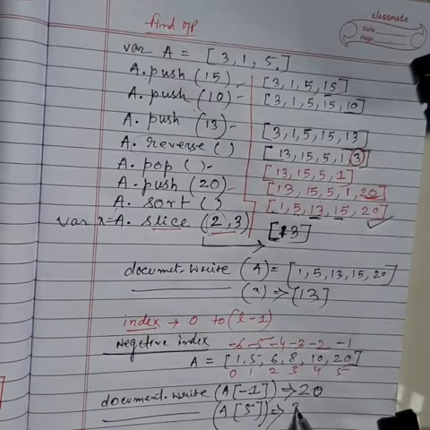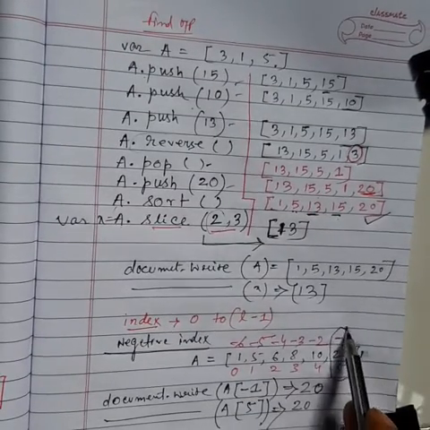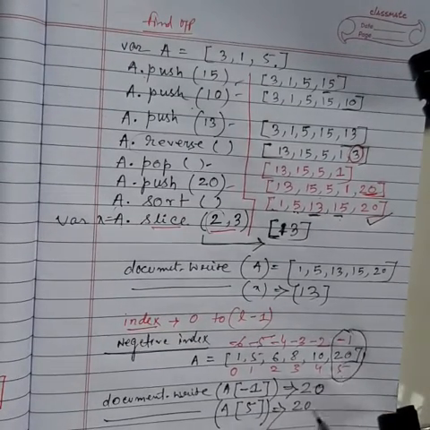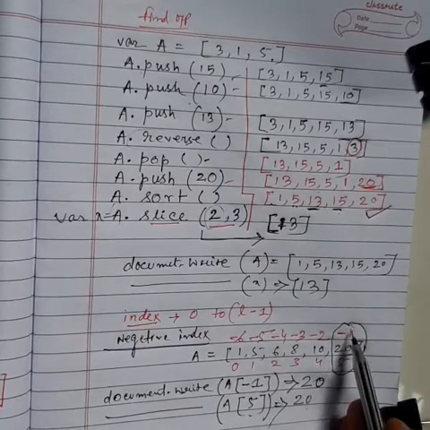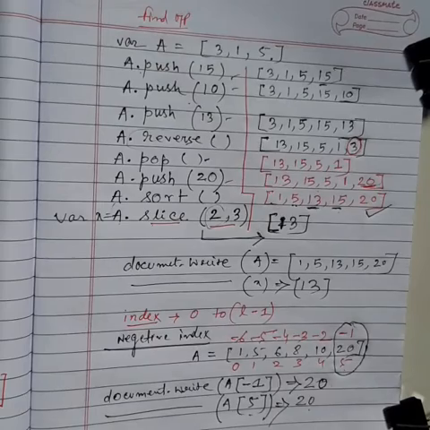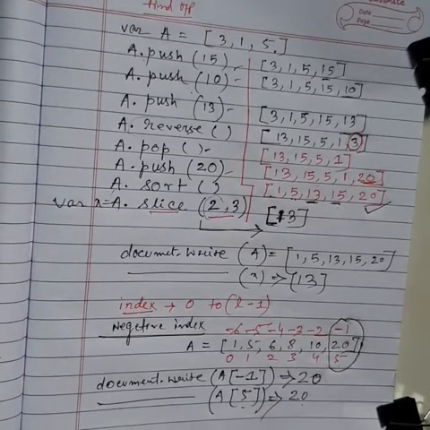We can see this is the fifth index, and that is only the minus 1. So for the fifth index it will give us 20, as well as for the minus 1 index it will give us 20. So these are basically all the kinds of operations under the array concept.